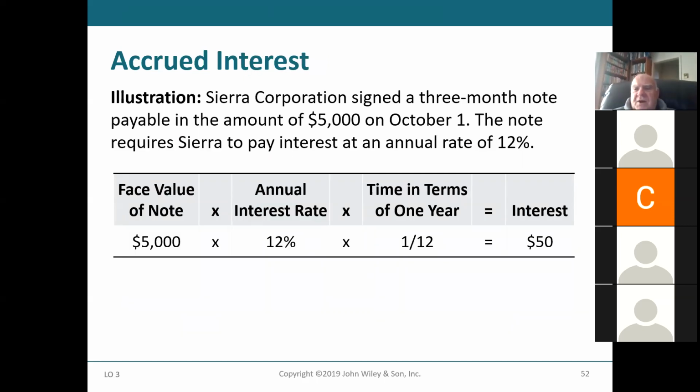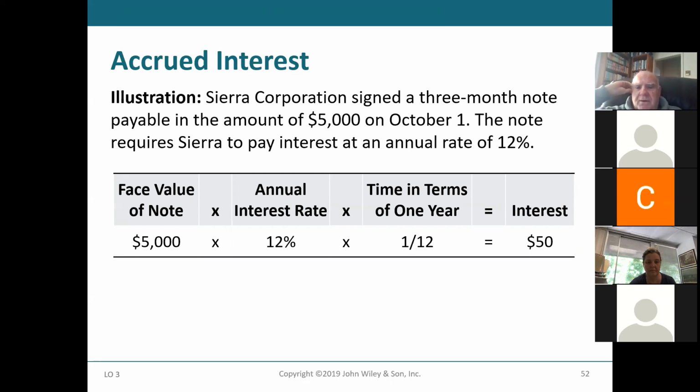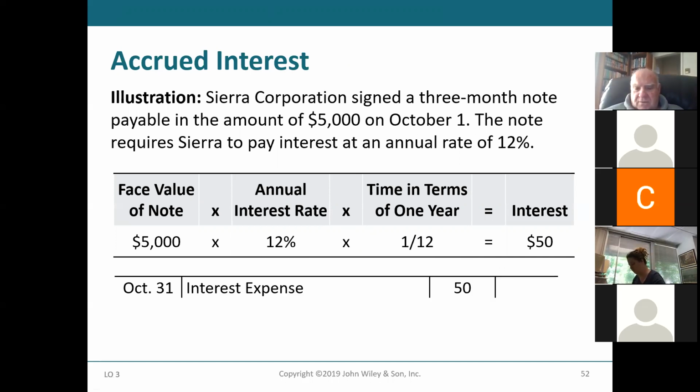Sierra Corp signed a 3-month note payable, okay? We borrowed money for 3 months, and we have to pay back the money in 3 months along with the interest of 12% per year. Whenever you see the interest, though, that's 12% per year. This is only a 3-month note, so we're going to have to prorate that. So how much did we borrow? We borrowed $5,000 at 12%. You divide it by 12, you get $50 a month. So the interest when we pay it back is going to be 3 times 50.